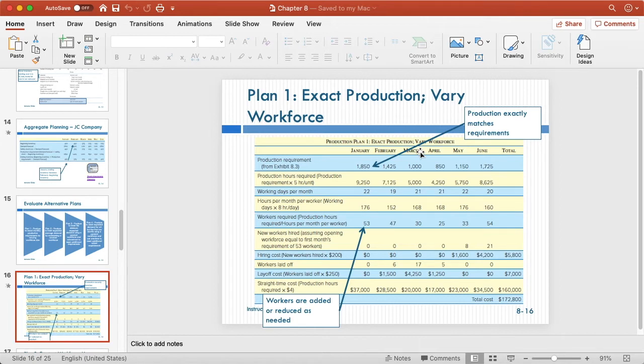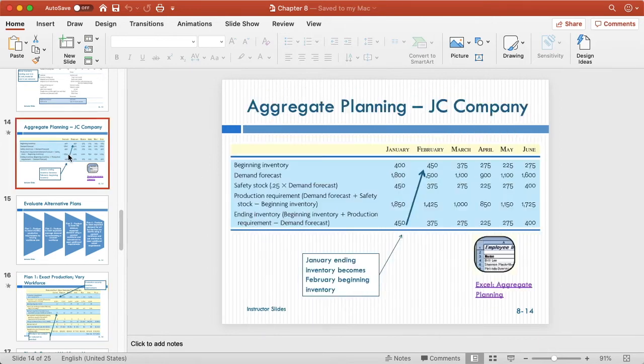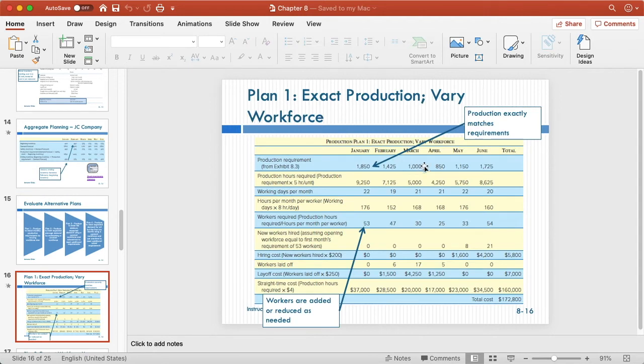Now let's move to March. If you move to March, the production requirement is still calculated within this table. See, 1,000. You calculate the corresponding production hours. Then in the same fashion, for every worker, the working hours is 168 for this specific month. Then the workers required is actually 30.